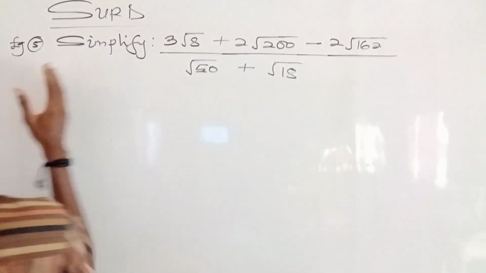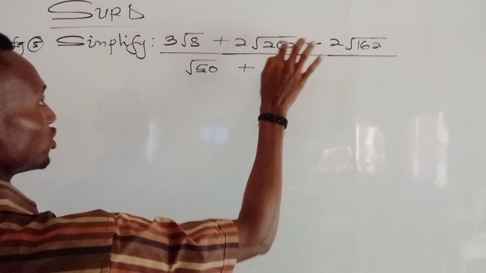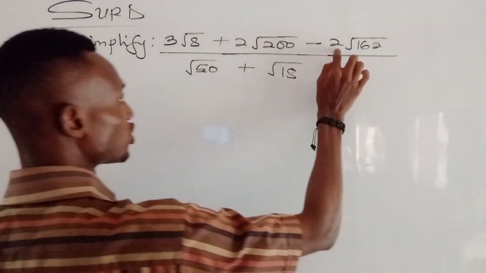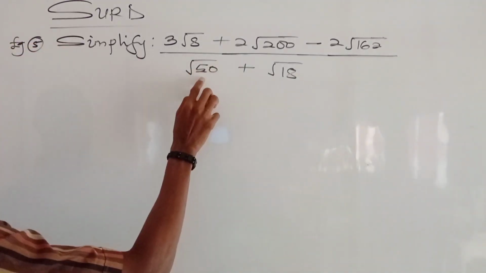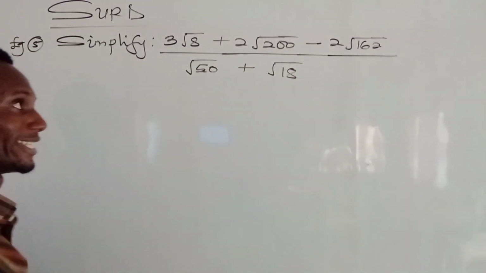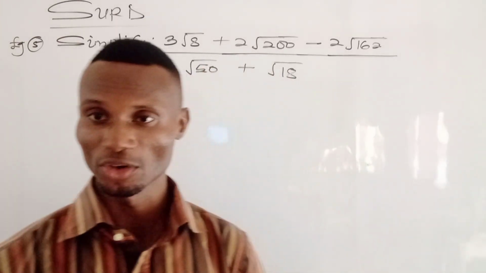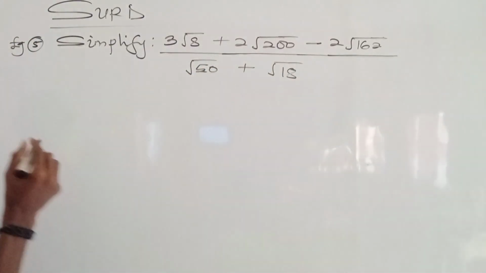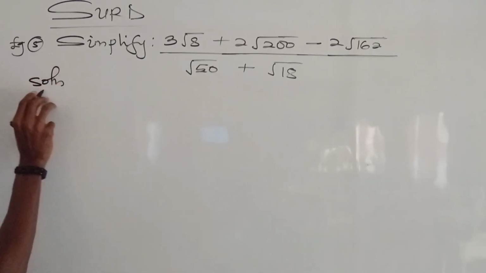Example 5 says: simplify 3 root 8 plus 2 root 200 minus 2 root 162, all over root 50 plus root 18. So we have to simplify what we have on the board. Let me write down my solution and let's do it together.